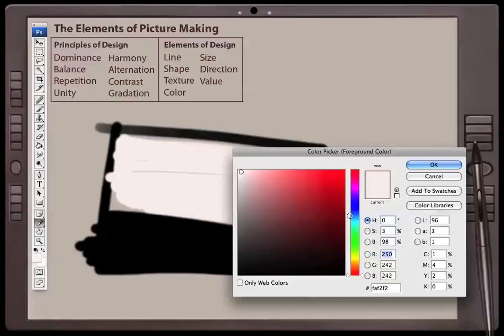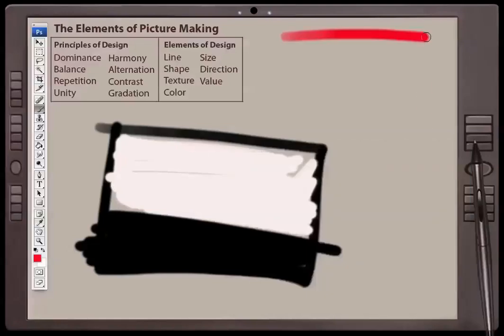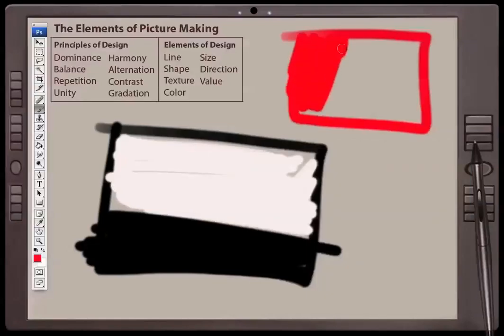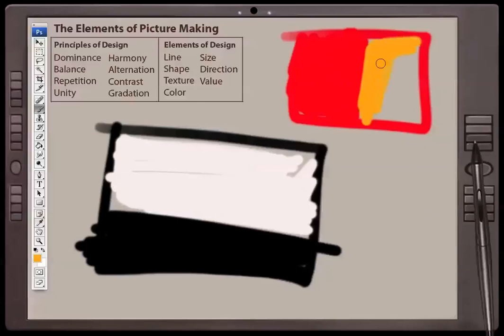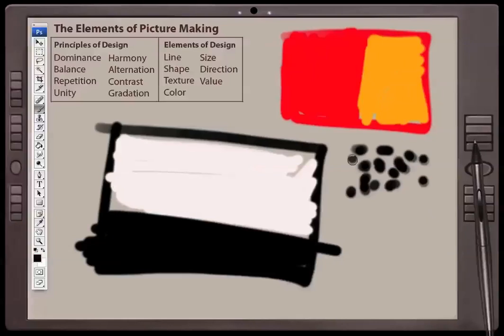If I have a red color over here, it needs to be opposed by an opposing force, which could be a yellow. If I have a busy texture like this, it needs to be opposed by a smooth texture like this. The two textures oppose each other.